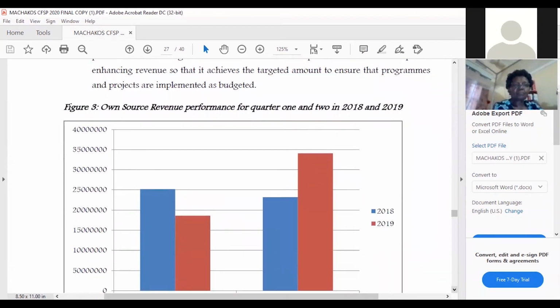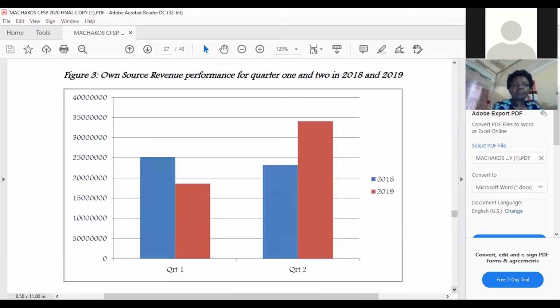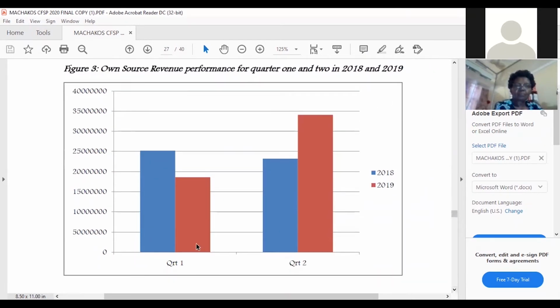Even with regard to on-source revenue performance for quarter 1 and 2 in 2018 and 2019, they are giving us a comparison. You can see that a quarter is the first 3 months, okay. So we are comparing the financial year 2018 and the financial year 2019, for quarter 1 and quarter 2. For quarter 1, they managed to get in 2018 2.5 million.